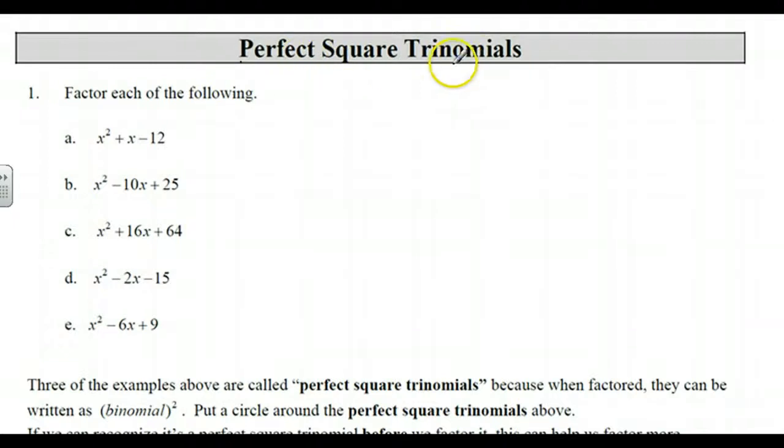Perfect square trinomials. What is a perfect square trinomial? Well, to start with, let's just practice a little factoring.